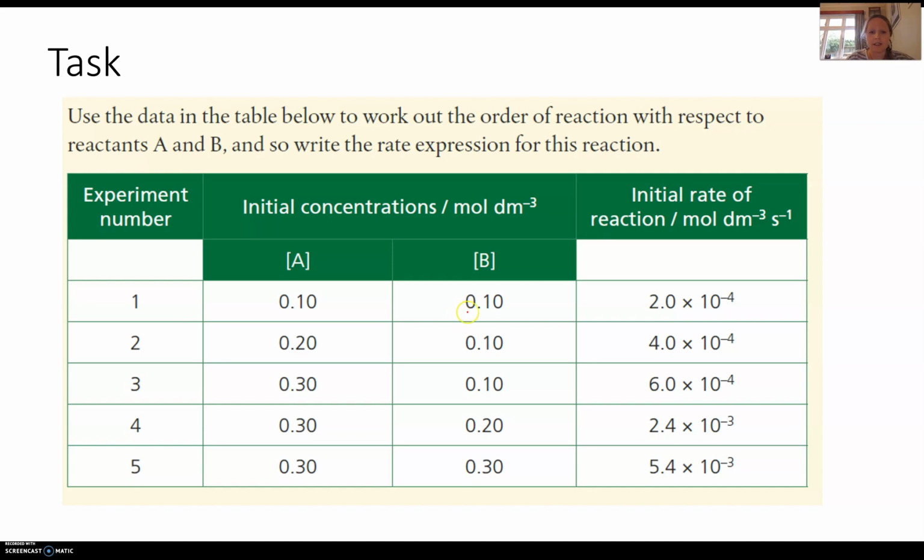Okay, team. So we need to keep something constant. There's B constant. And so we look at A. A's been doubled. When A was doubled, the rate was doubled. So nice and easy. That's a proportional change. So A is going to be first order.